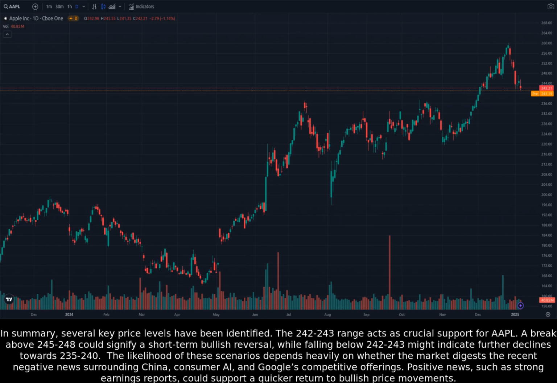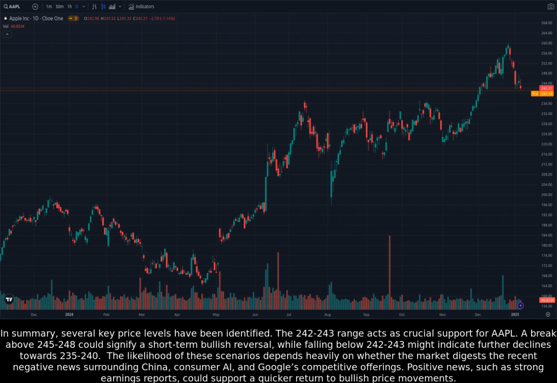In summary, several key price levels have been identified. The 242 to 243 range acts as crucial support for Apple. A break above 245 to 248 could signify a short-term bullish reversal, while falling below 242 to 243 might indicate further declines towards 235 to 240.